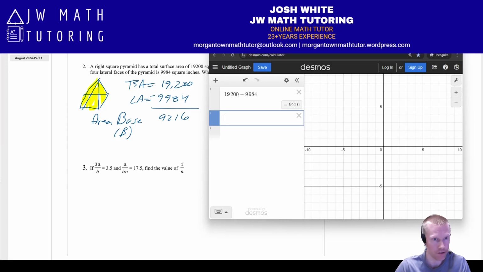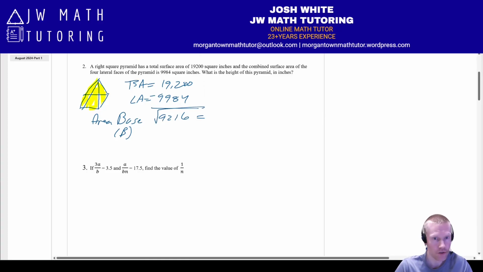So we know its area is just this side squared times this side times this side, or basically x squared. So if we take the square root of that, it comes out to 96. So each edge of the base is equal to 96. So 96, 96. All right.